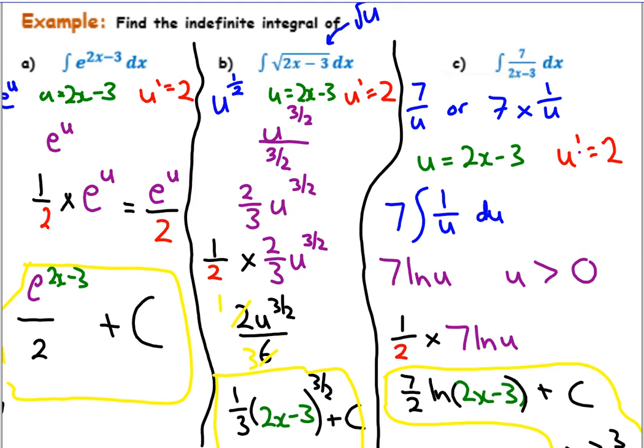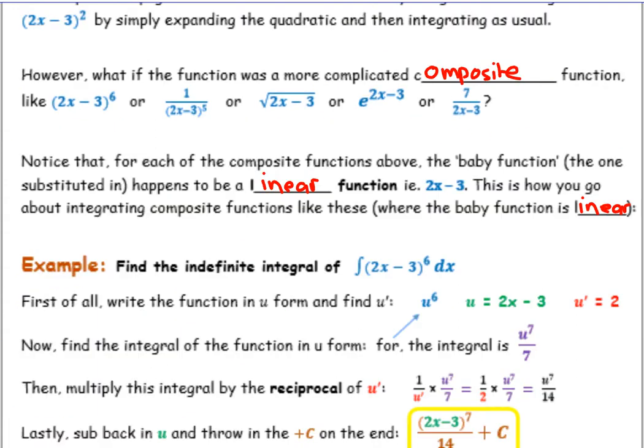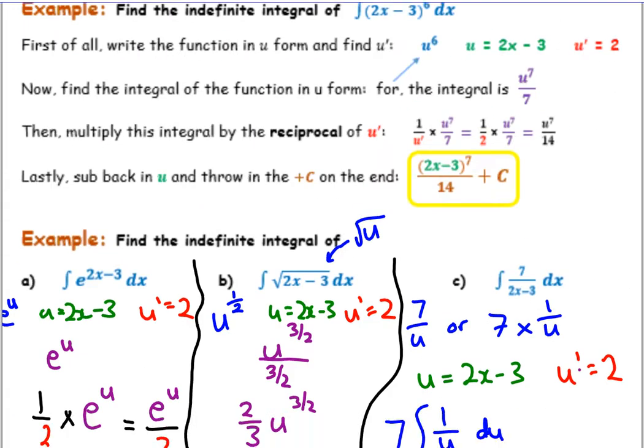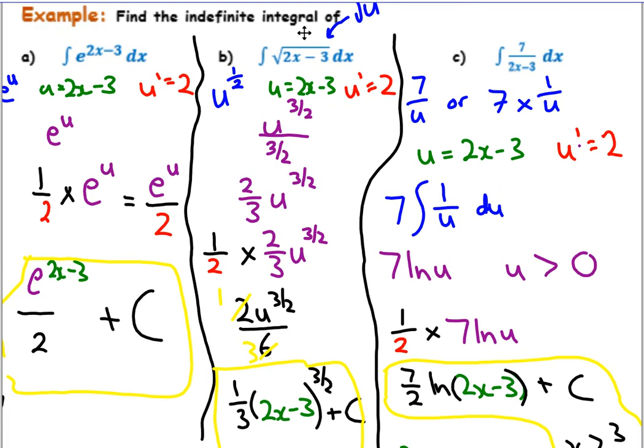So yes, last lesson we were integrating composite functions where the baby function was a linear. The way we did it was we identified, hey, it's a composite function, the baby is a linear. So we define the mother as u to the half, because square root of u is the same as u to the half. The baby must be 2x minus 3 subbed in, and the derivative of the baby is 2. So then we integrated the mother, which was a bit difficult, and then we multiplied it by the reciprocal of the derivative of the baby, plugged the u back in, and added c.